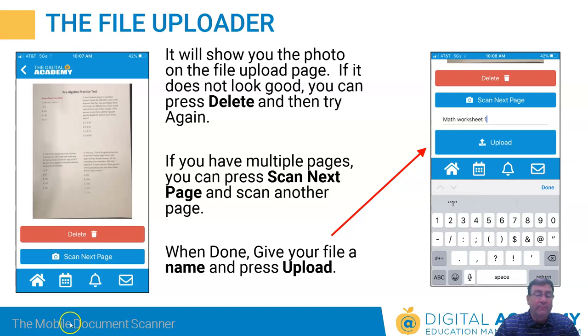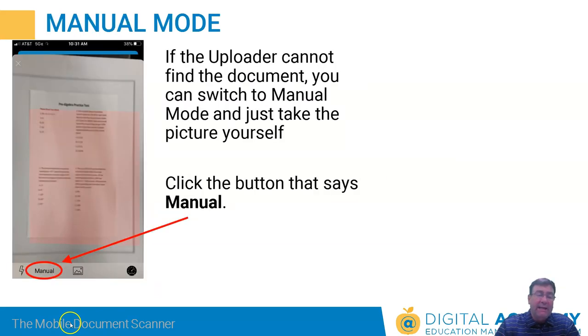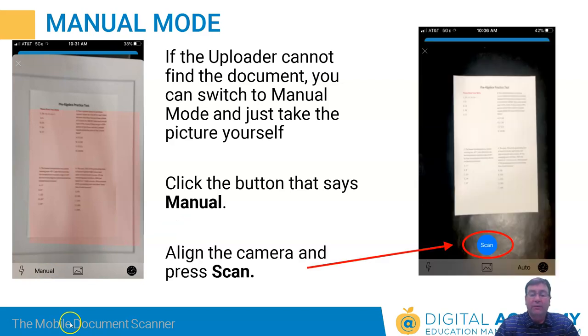If you're having a problem locking on and you can't get that red box to show up, you can click the manual button and then just take the photo yourself. Put the document in the middle of the screen and click the scan button.